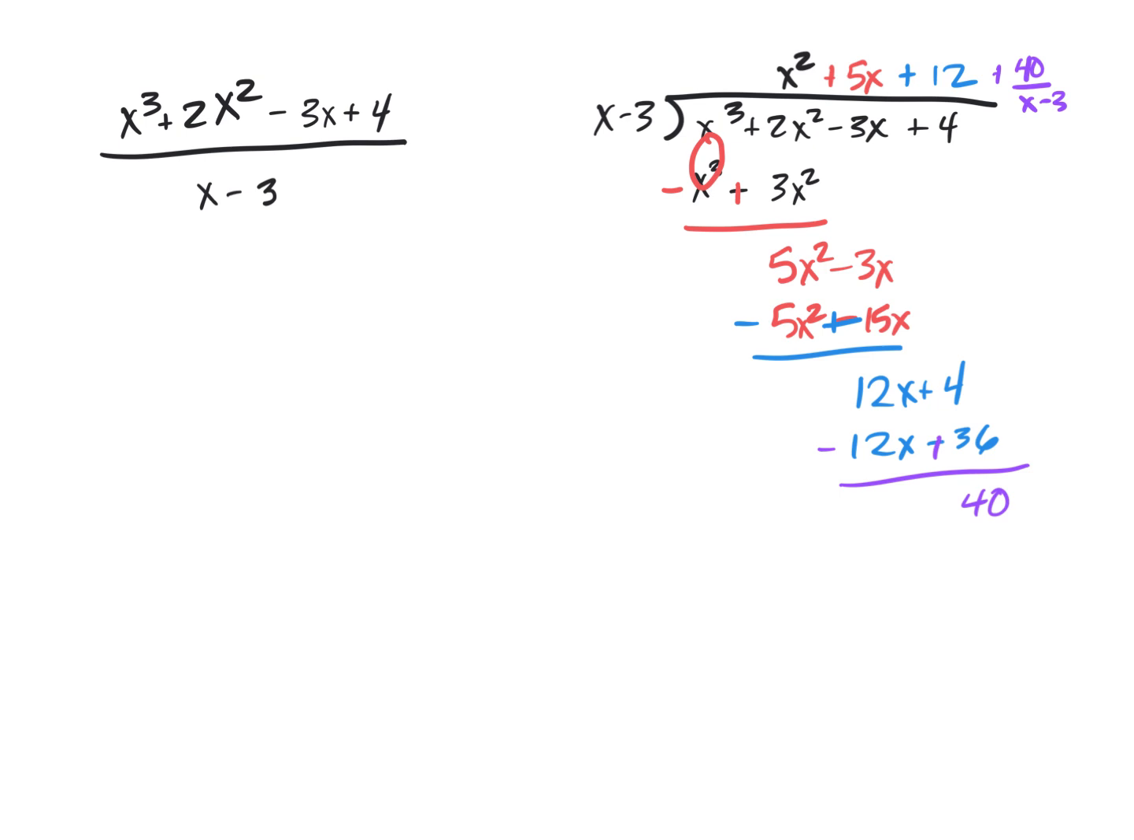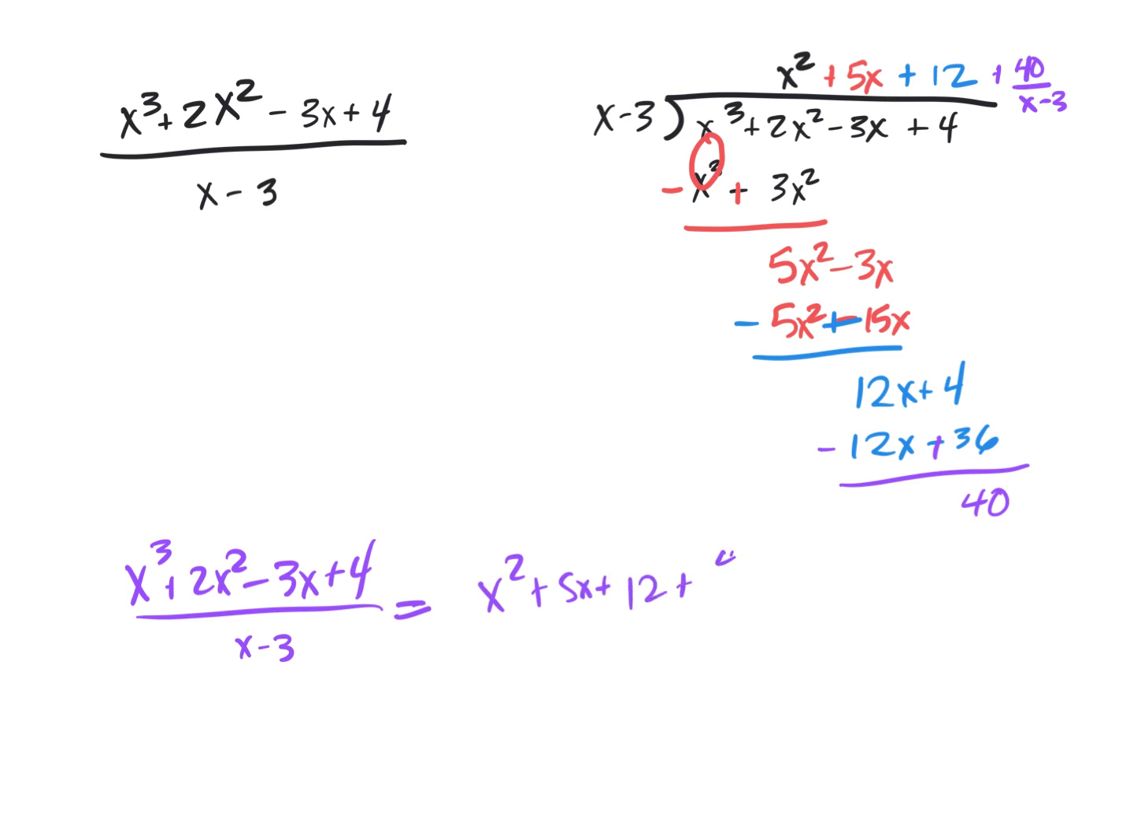So I want to make sure one thing's clear. You guys, I can say that x cubed plus 2x squared minus 3x plus 4, over x minus 3, is equivalent to, has the same value as, x squared plus 5x plus 12 plus 40 over x minus 3. These two things are equal.